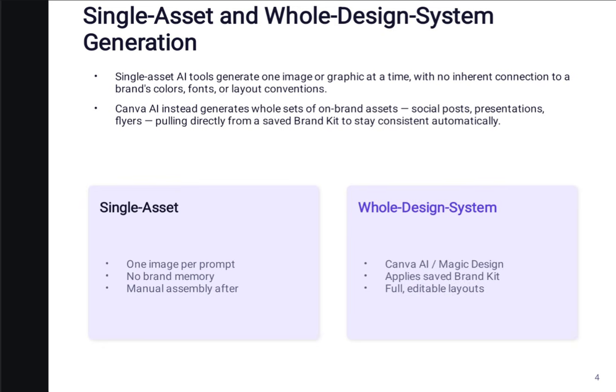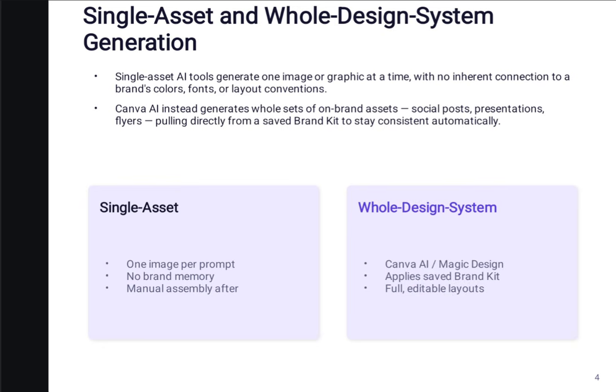Single asset and whole design system generation. Single asset AI tools generate one image or graphic at a time, with no inherent connection to a brand's colors, fonts, or layout conventions. Canva AI instead generates whole sets of on-brand assets, social posts, presentations, flyers, pulling directly from a saved brand kit to stay consistent automatically.